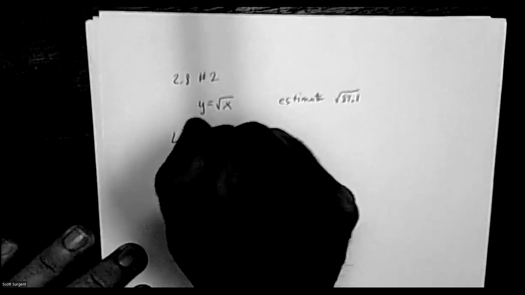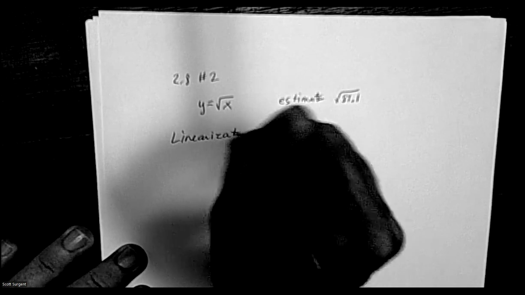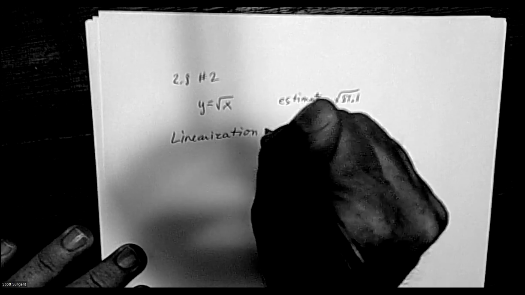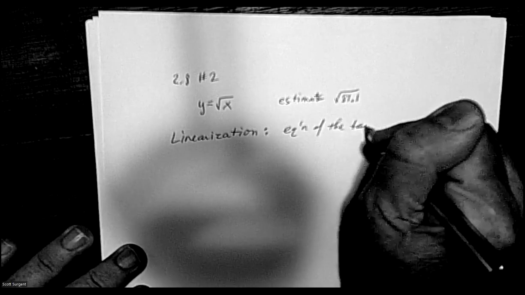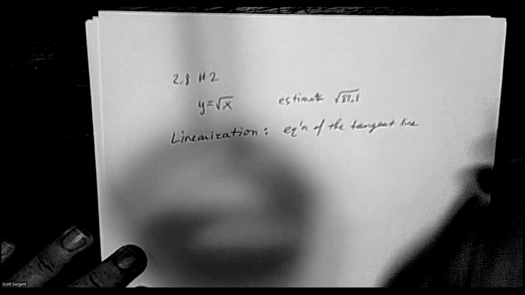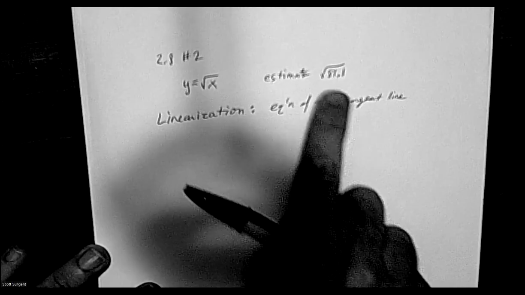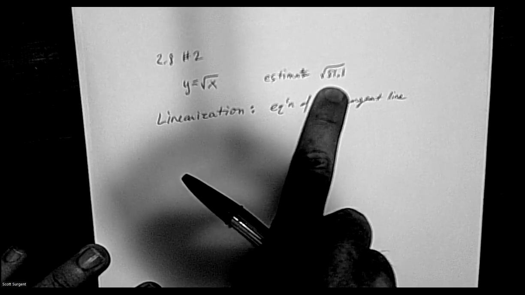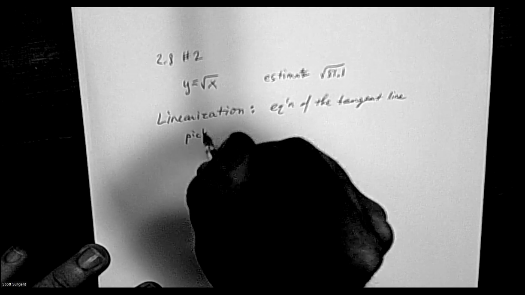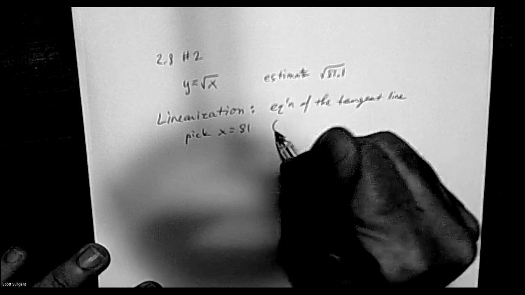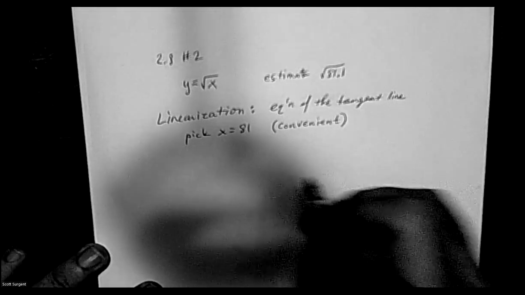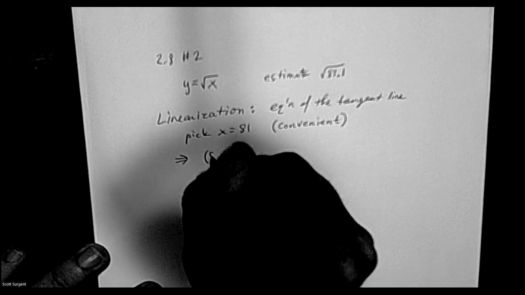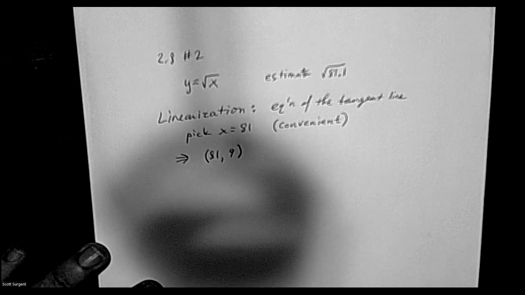All right, when you do linearization, don't let the terminology intimidate you. It's just the equation of the tangent line. That's all it is. So the idea here is we want to look at 81.1, so pick x to be 81. Why? It's convenient. You know what the square root of 81 is? It's 9. So that means you have a point (81, 9) on your graph.